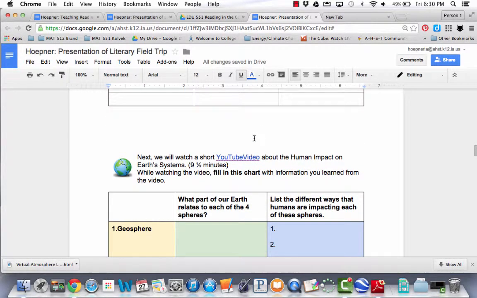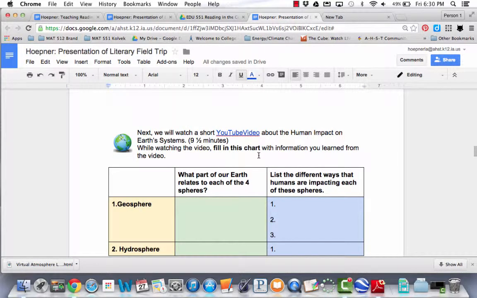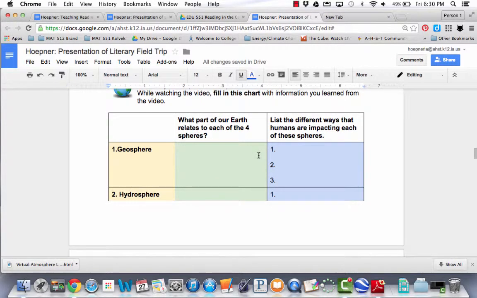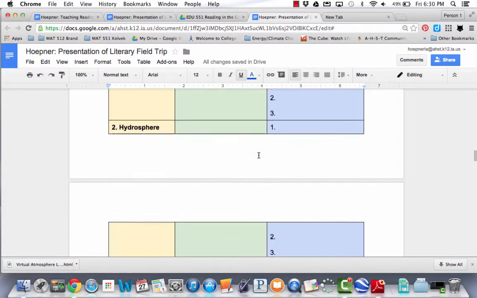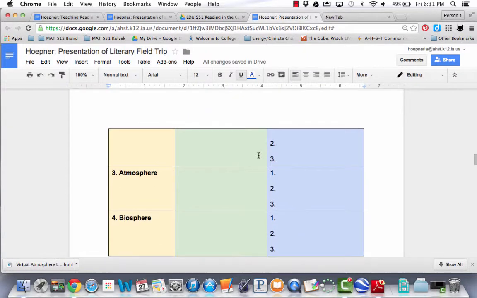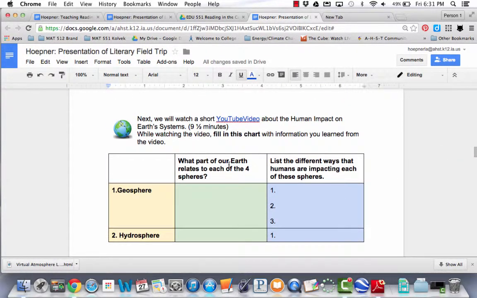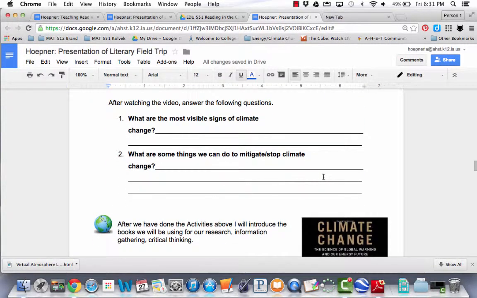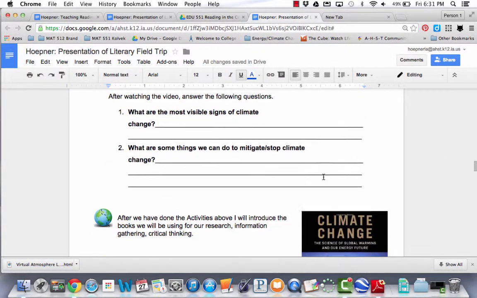And next I'll show a short YouTube video about the human impact on the Earth system. It lasts about 9 minutes. And while they're watching that, I want them to fill in this chart. In the video, it talks about the geosphere, the hydrosphere, the atmosphere, and the biosphere. And I want them to write what part of our Earth relates to each of these four spheres, and list different ways that humans are impacting each of these spheres. And then I'll have questions for after the video.